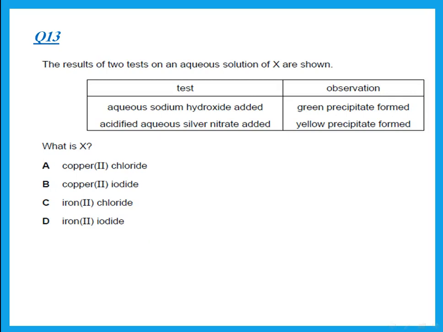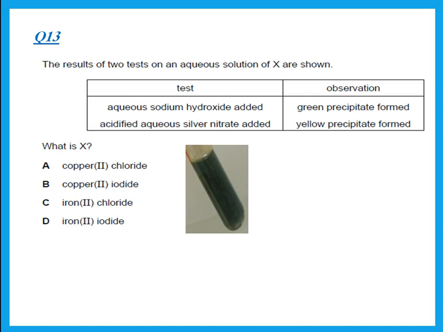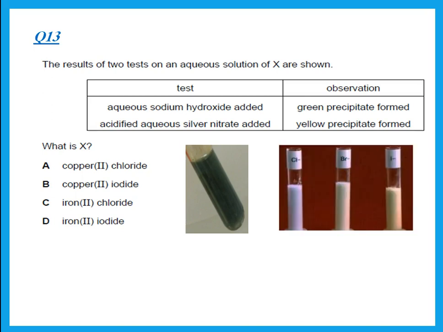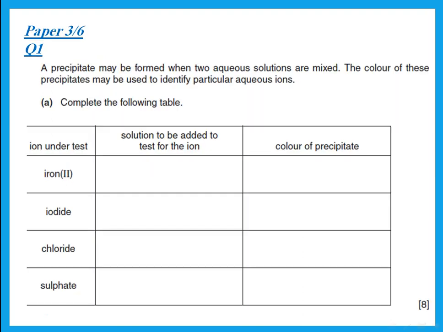The next question says the results of 2 tests are shown. He put aqueous sodium hydroxide and got a green precipitate. Again, which one gives a green precipitate when we add sodium hydroxide? We said that is iron 2. Then he added silver nitrate and he got yellow. Again, silver nitrate is a test for chloride, bromide, iodide. Now, which one gives yellow? The iodide. So that means that I have iron 2 iodide. Following?